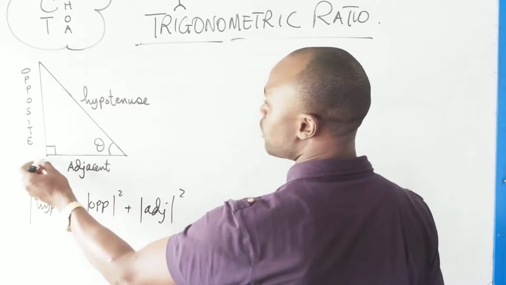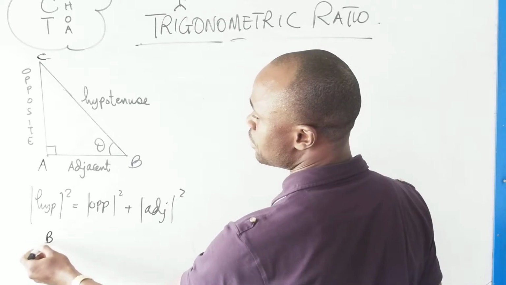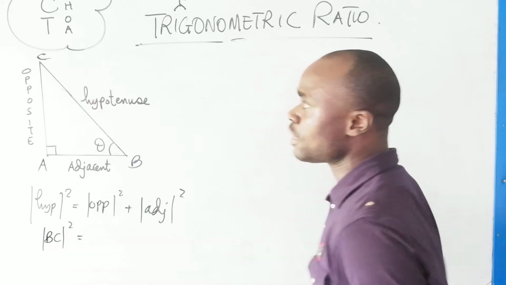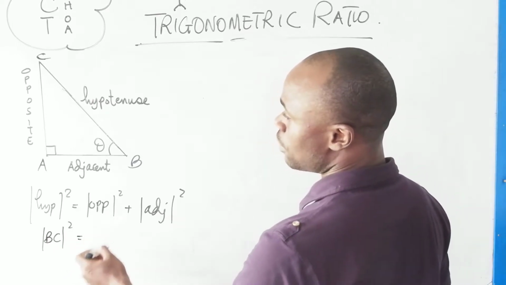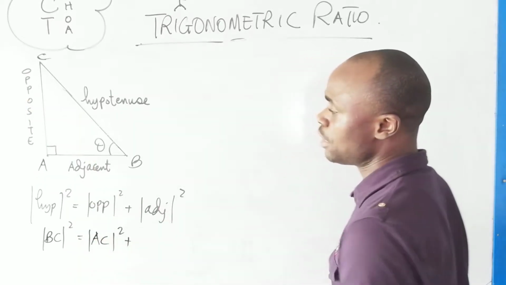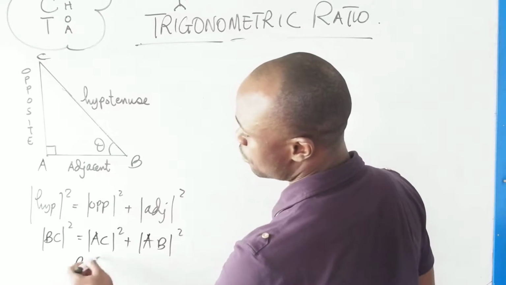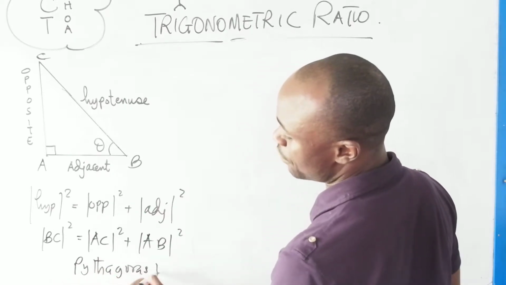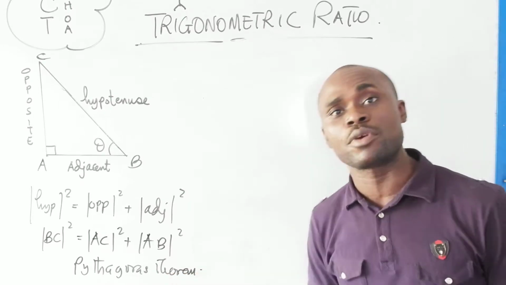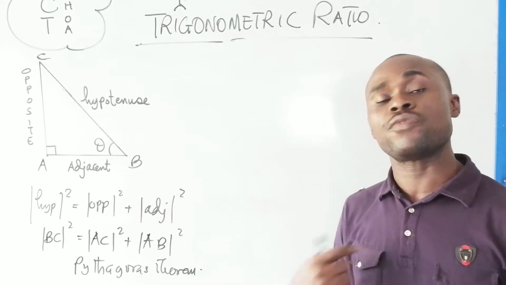So if my triangle is, for instance, ABC, it means that the square of the magnitude of the side BC is going to be the same thing as the square of the opposite side, AC squared, plus the adjacent side, AB squared. So once we use this, we can conclude on what we call the Pythagoras Theorem. But notwithstanding, the Pythagoras Theorem is somehow limited, because to use it, you have to be given two sides for you to find the third side.